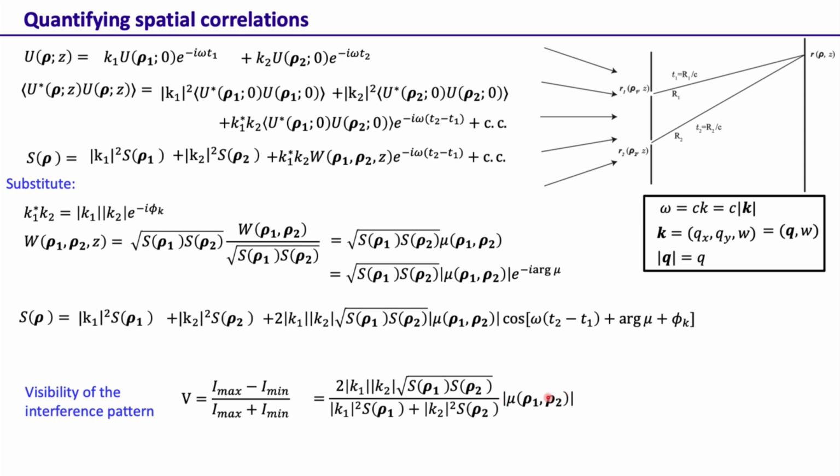So that's the visibility. And now we can see that the intensity coming from these two arms is k1 squared S rho 1 and k2 squared S rho 2. That's a special case if these two are equal. That means there's an equal intensity coming from this hole and this hole, and then we find that the visibility is simply equal to the degree of coherence. So if you make sure that the intensity coming from these two holes is equal, then whatever fringe visibility we see here is actually the degree of coherence between the field vibration at this point and at that point. Okay, so these are the basic ingredients for quantifying spatial correlation.